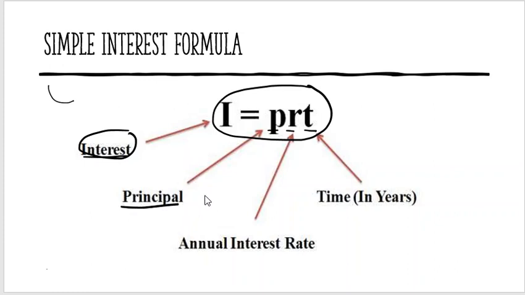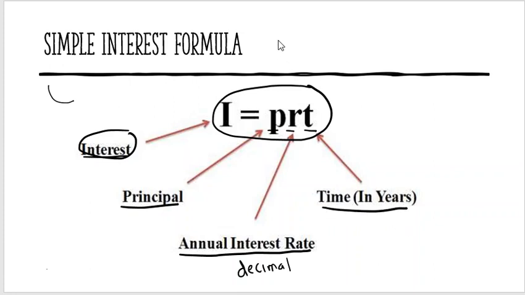Okay, so that is the initial amount that is borrowed or invested. That's your principal. The R is the annual interest rate. Now your rate is going to be given to you as a percentage, and in order to use the simple interest formula, you need to change that percentage into a decimal. And I know you know how to do that. We've worked on that a lot in this class. And then the T is time in years.